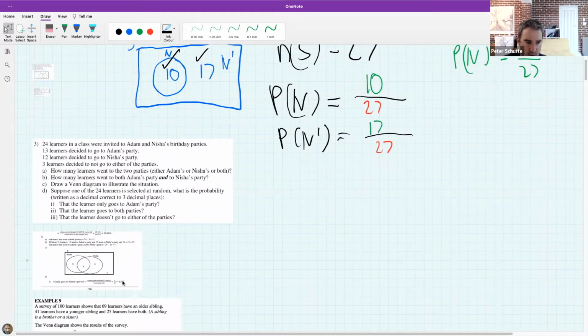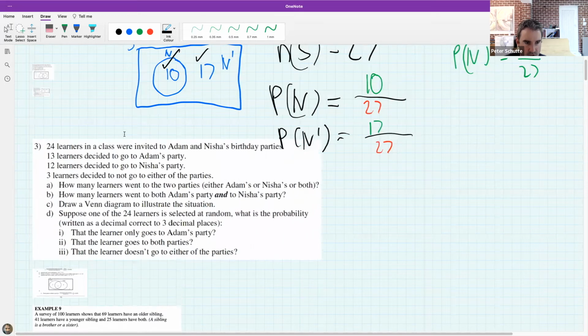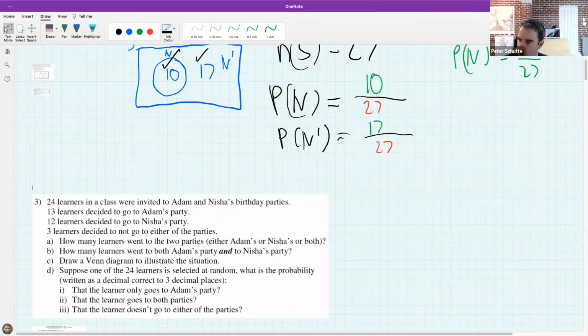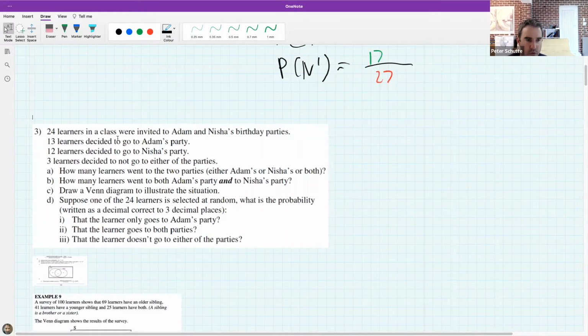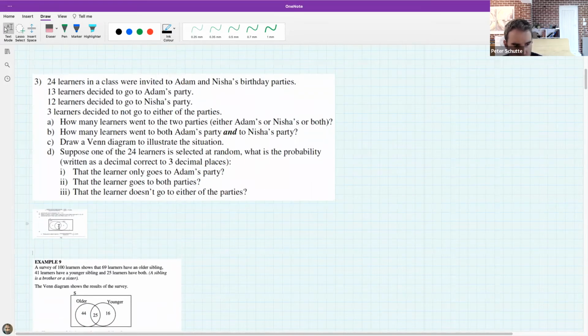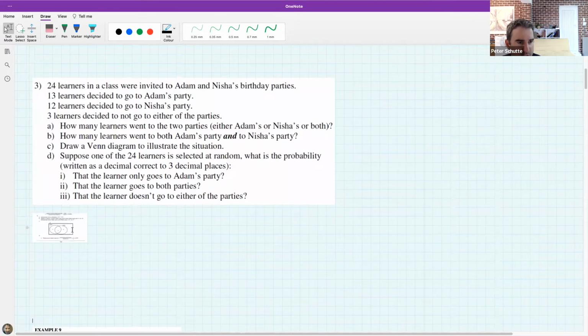Well, then what I think we need to do is go on to a part 2 question. Let's talk through this a little bit before we get started, and I will get rid of this example here. So it says 24 learners in a class were invited to Adam and Nisha's birthday party.